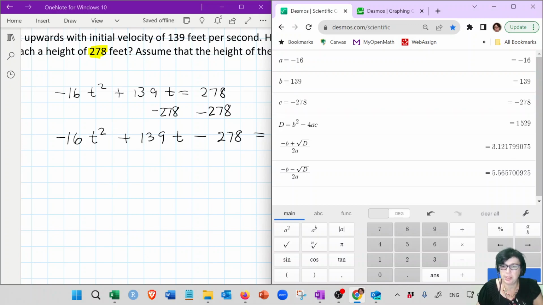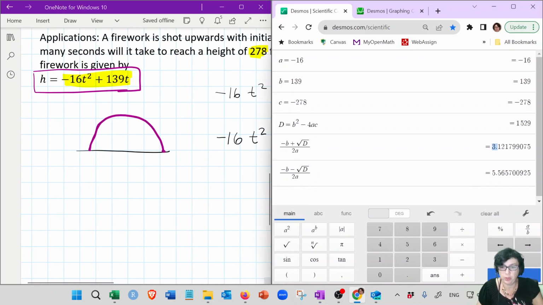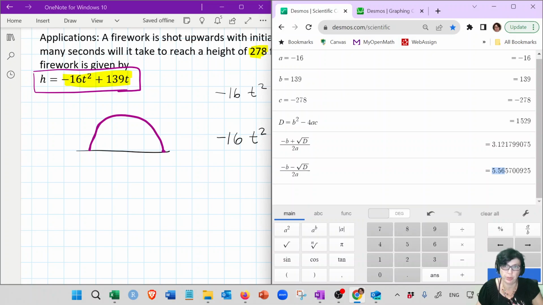Looking at the discriminant, it looks like it's positive. So I'm looking at two solutions here, and basically that's it. These are your two solutions: 3.12 if you round it to two decimal places, and 5.57 if you round to two decimal places. Remember, the next number tells you whether to keep it as 2 or change it to 3. Same thing here. The next number after this one tells you whether to keep it at 6 or change it to 7.